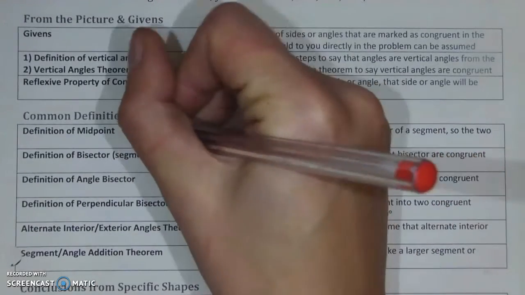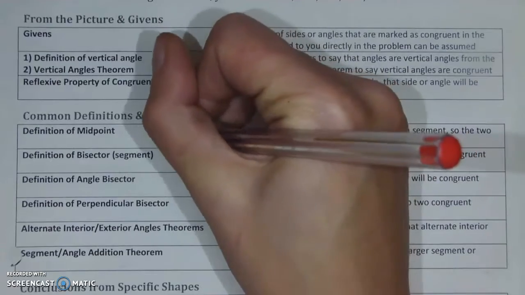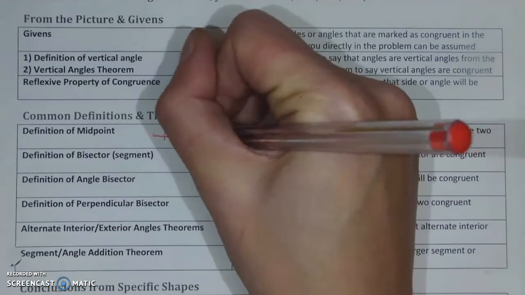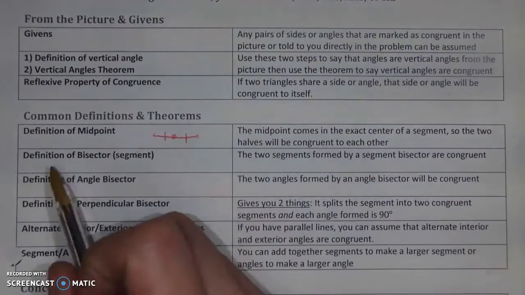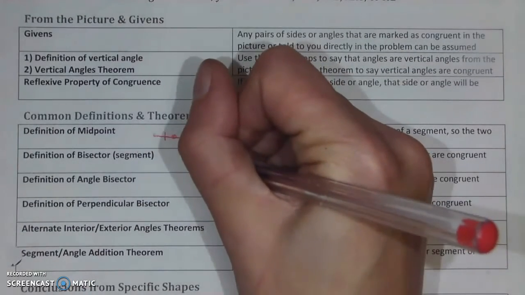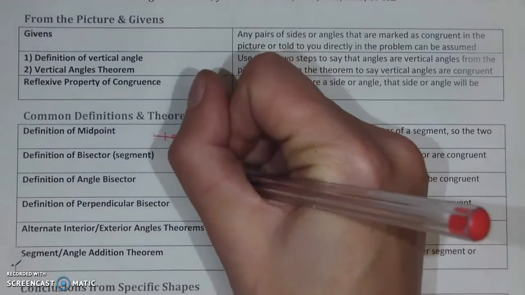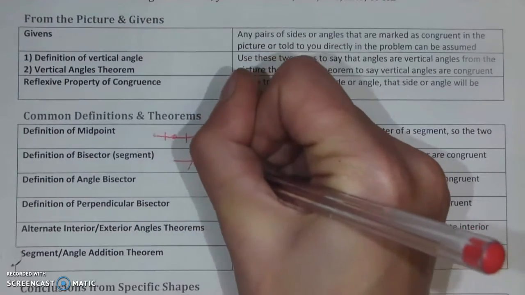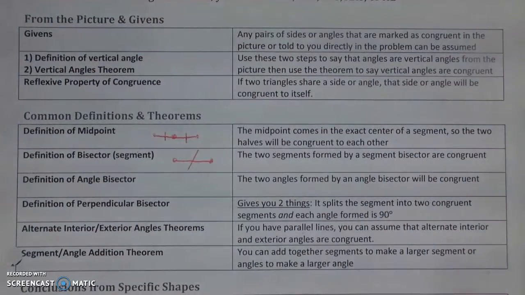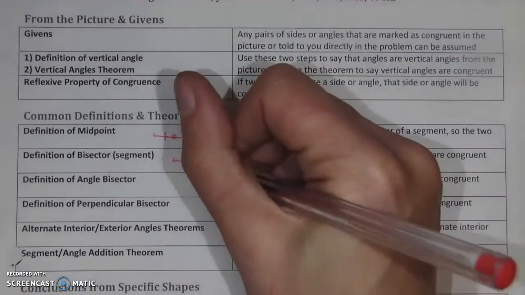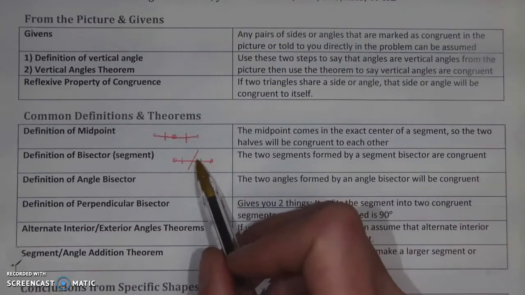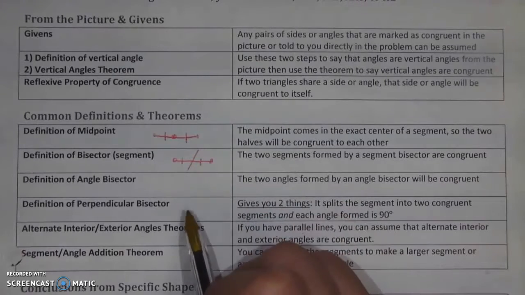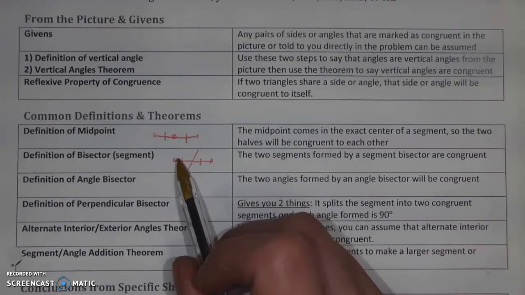A lot of times when you have a midpoint, you're going to have a picture similar to that, where you know that that point's coming exactly in the middle. We're also going to have things like bisector. A bisector cuts something in half, so you might see a picture similar to this. Again, if we're talking about a segment bisector, that means that this and this will be congruent. But notice that this one by itself does not tell us anything about the angle here. We only know that these two pieces are equal.